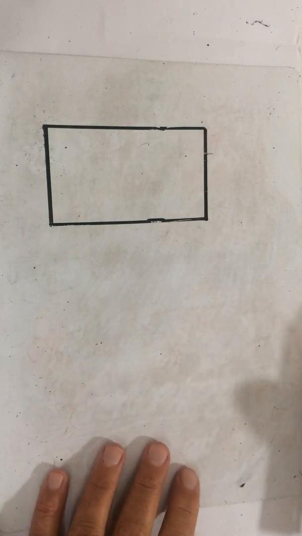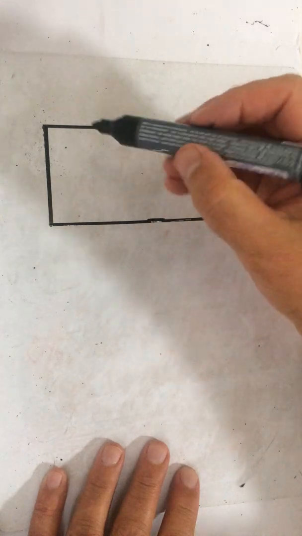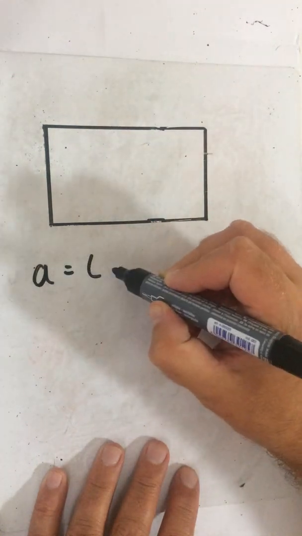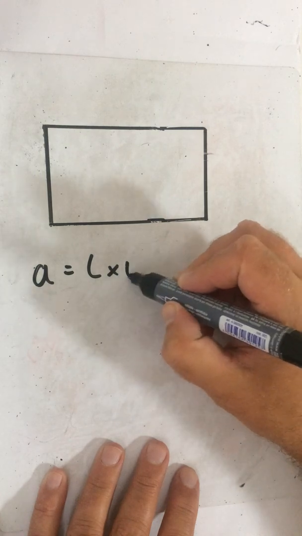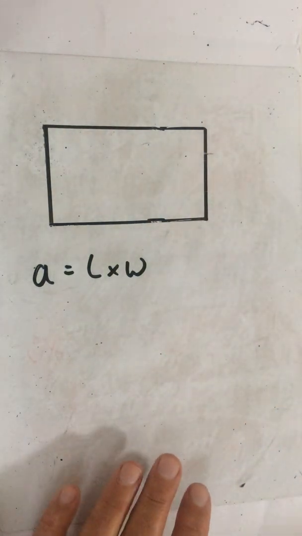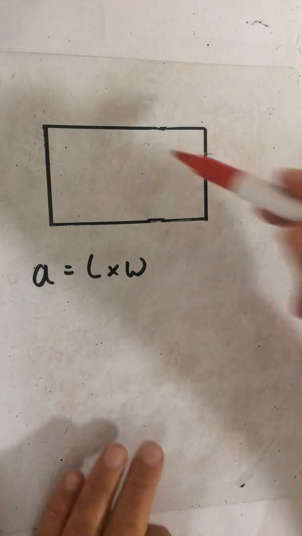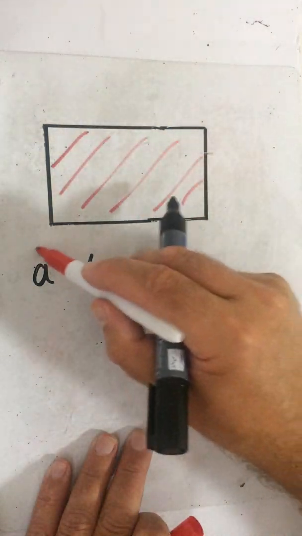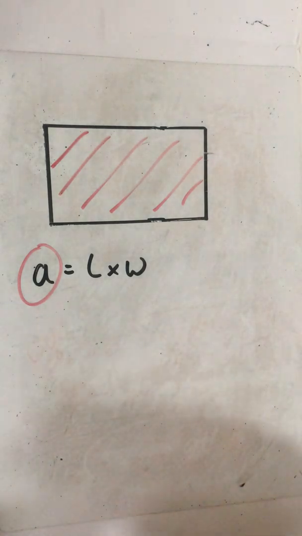To find the area, the formula for area is length times the width. Just remember what the area is, everyone. The area is the amount of space inside a shape. So that's the area, it's inside a shape.